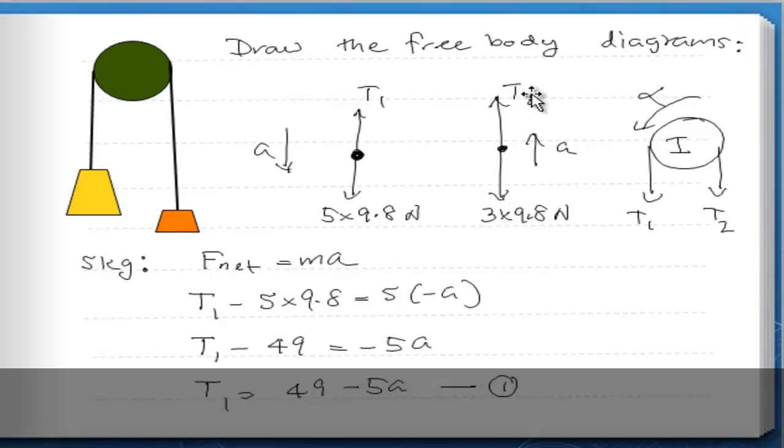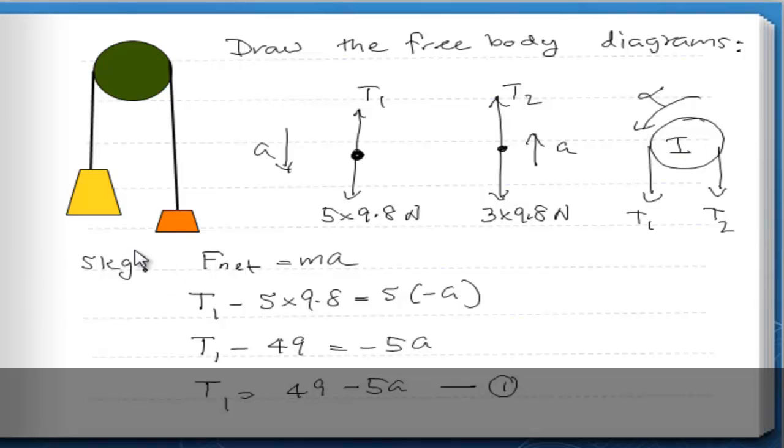Now first we need to draw the free body diagram. For a problem like this, we need a free body diagram for each moving object. So we have two masses, so we need two free body diagrams for the masses, and then we have a pulley which is also a moving object, so we need a free body diagram for that as well. So you have three free body diagrams. The masses are moving along straight lines, so they are linear motion. We use Newton's second law. But the pulley is a rotational motion, so we use Newton's second law for rotational motion, which is net torque equals I alpha.